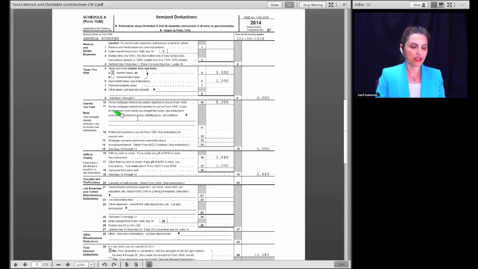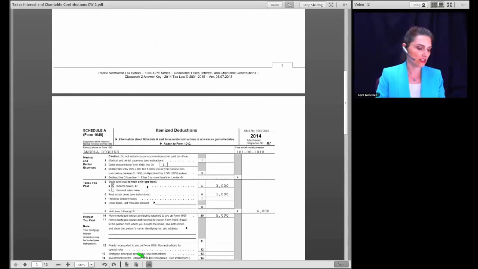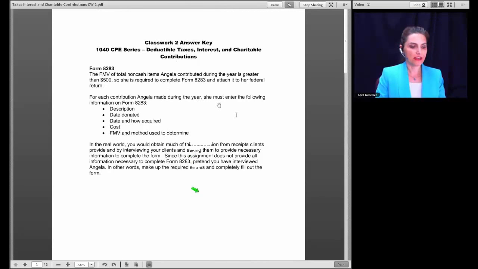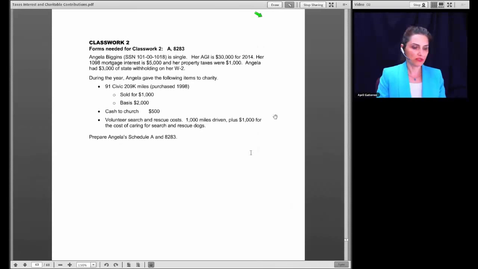Back up on Schedule A, we're showing all of the deductions associated with the information I gave you: income taxes paid to the state, real estate taxes on her home, mortgage interest on her home. She has the volunteer search and rescue expenses, plus she has the non-cash deduction. And to show where we came up with the cash deduction, we're taking the donations that she made to charity and treating the contribution for the search and rescue as a cash contribution.